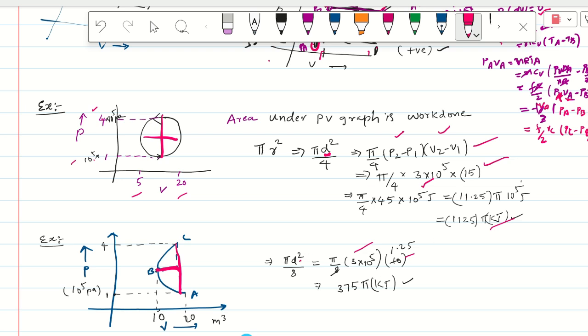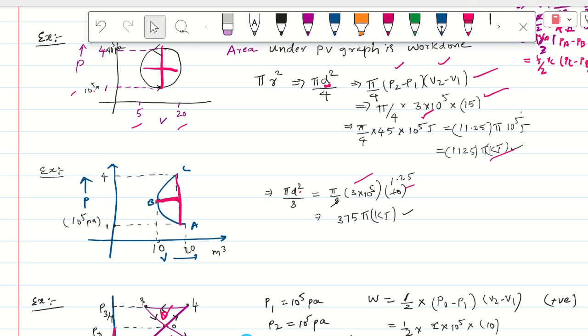In all problems like this, you can take it. But nowhere is the explanation given that it is pi d square by 4. Simply they have taken pi by 4 into (P2 minus P1) into (V2 minus V1). So this pi d square by 4 is my explanation. If you want to remember how this formula comes, I am remembering it in that way. That is the only reason I have given it. There is no explanation, nothing, right?